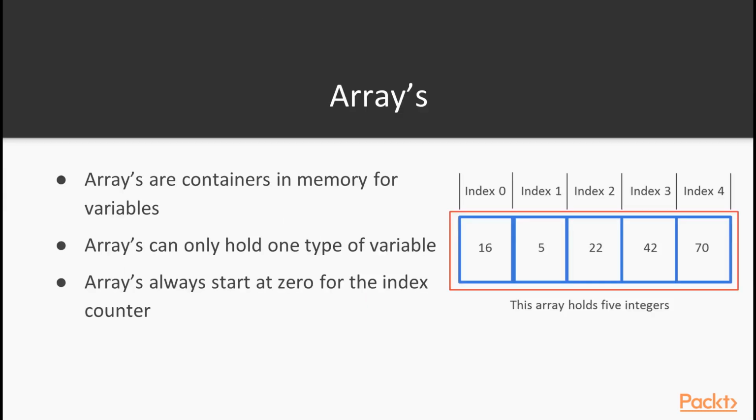Arrays are containers in memory for variables. Arrays can hold one type of variable, but it can hold multiple variables of that type. Each variable added to the array is called an element. Arrays have indexes to keep track of where each variable is within memory. Arrays always start at 0 for the index counter because the index is how many elements away it is from where the array starts, like an offset. As you can see in the graph on the right, the array holds 5 integers. Index 0 holds an integer value of 16, and this repeats through all of the indexes.